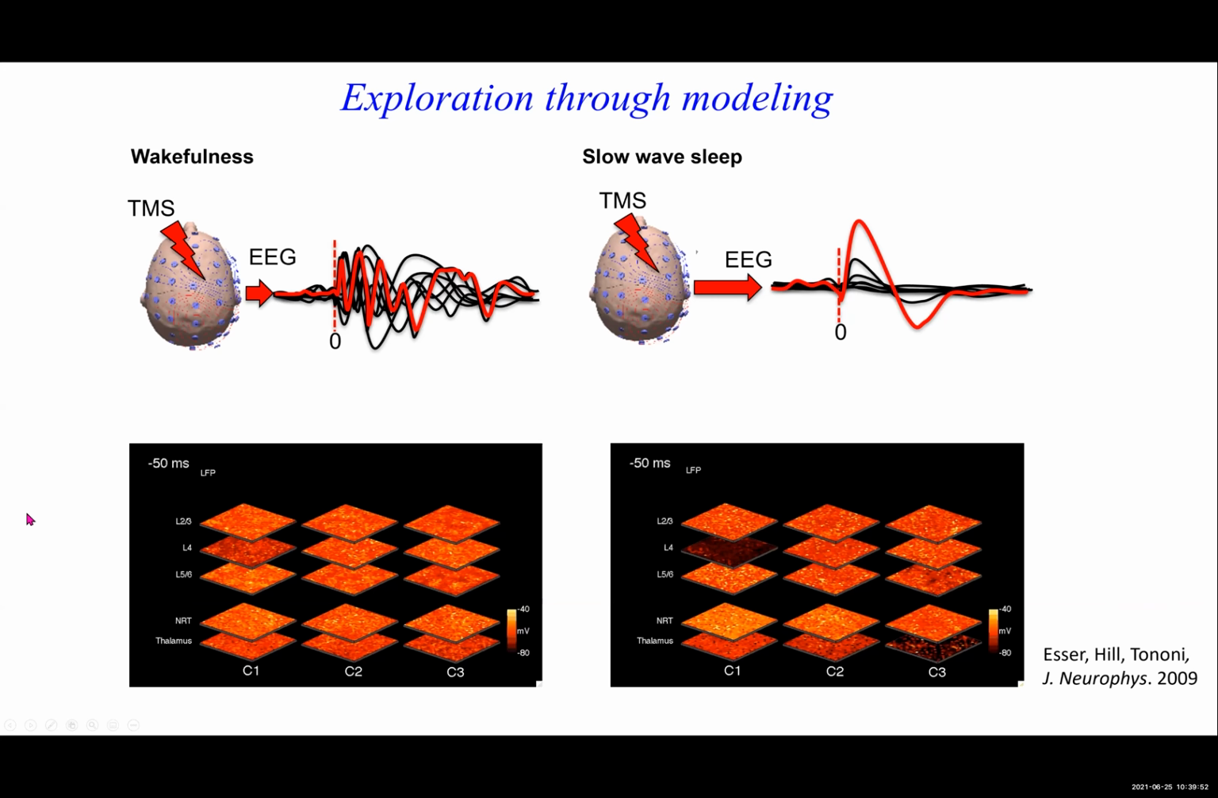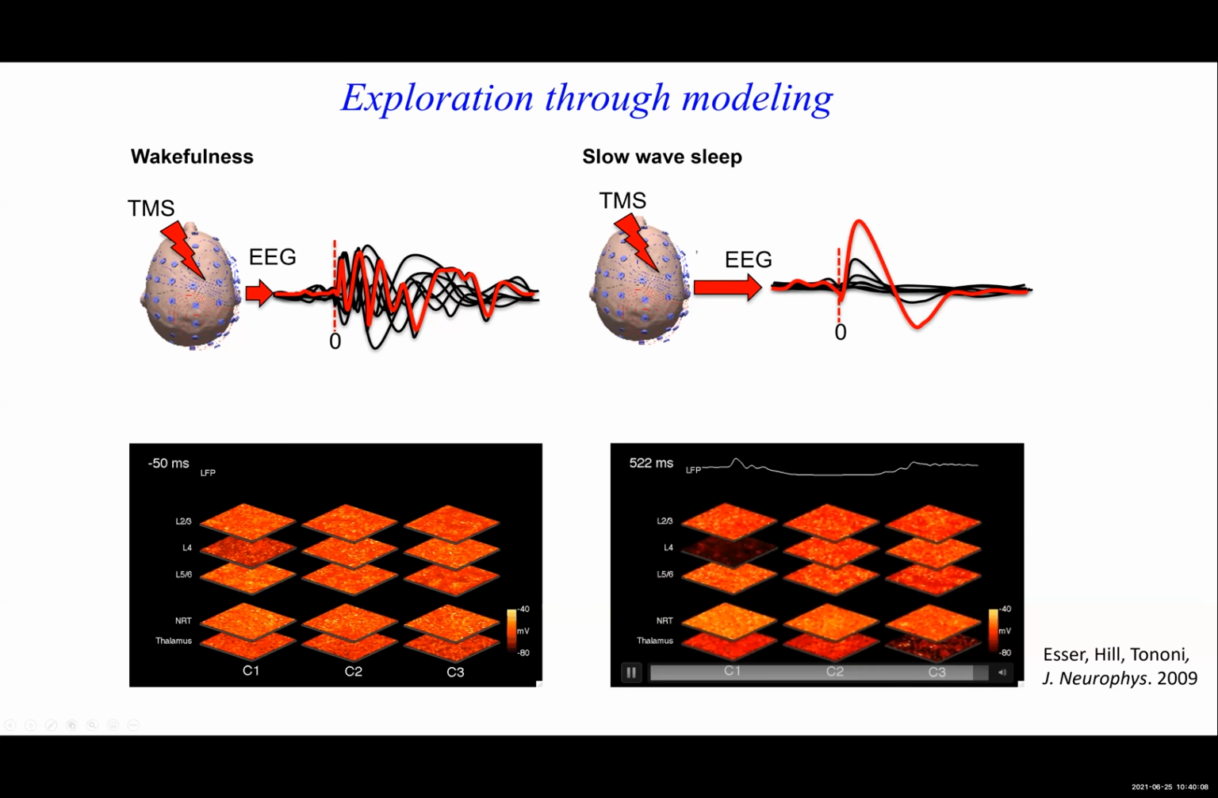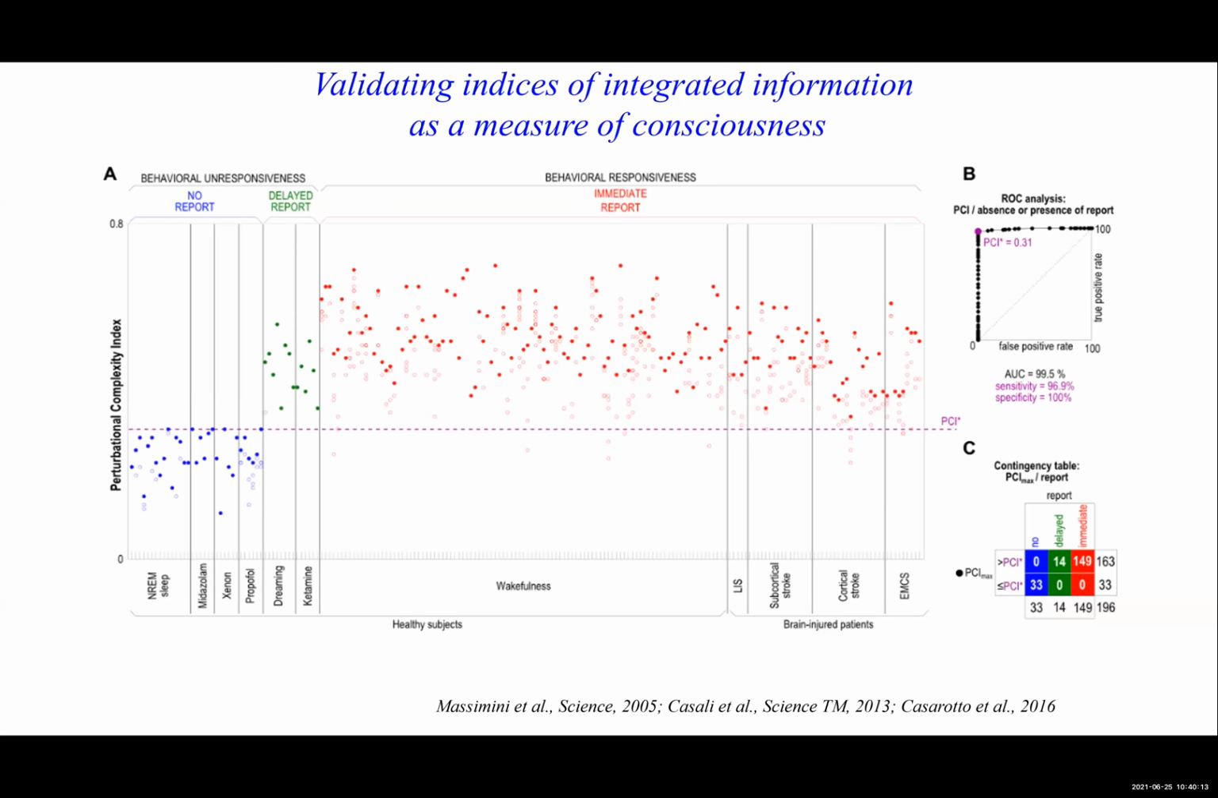Basically, we understand reasonably well what's going on in the three main layers of cortex, supra, infra, and layer four, and then in the thalamus. In sleep, you get this off period, this brief moment where everybody shuts off, that kills the causal interactions and therefore consciousness.